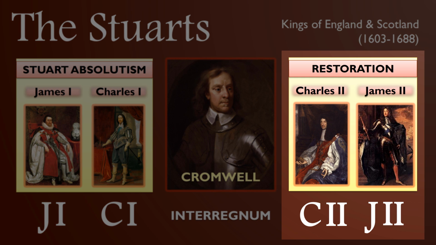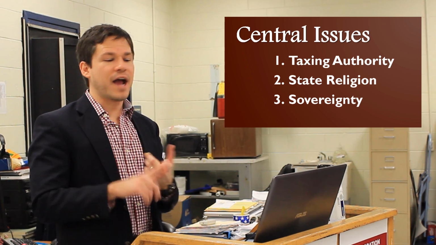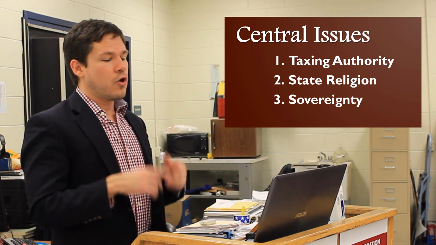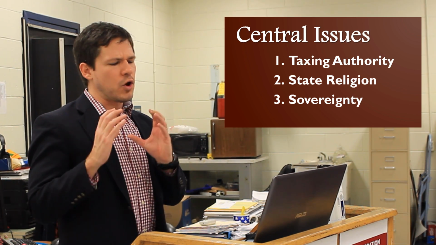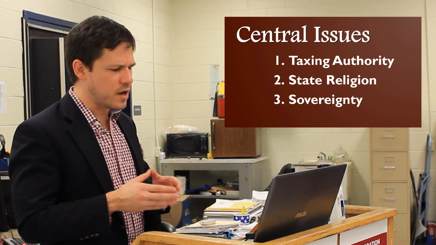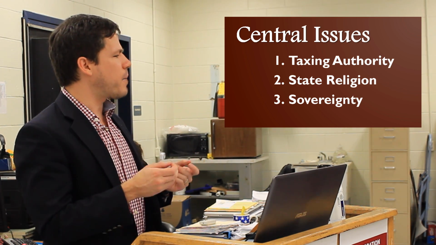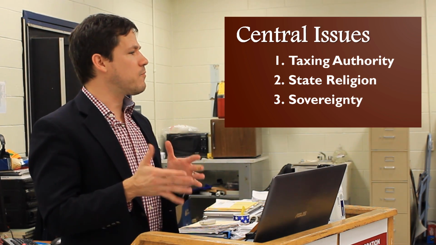And there's not the same kind of absolutism exercised, but there is still some tension between the monarch and the parliament. The central issues at play here are the taxing authority: who has the power to tax in England? Then the state religion: do we have to worship at the same church? Do we all have to pay taxes to support a religion? Are we all going to be required to profess that religion? And then the third part is, where does sovereignty lie? Remember that absolutism is about sovereignty lying in the hands of the monarch and not in the hands of the representative bodies or the people.